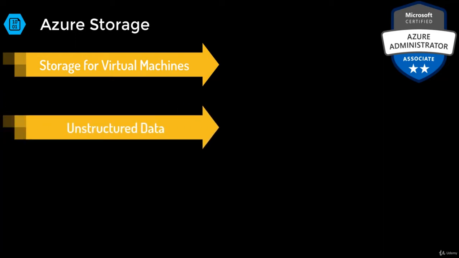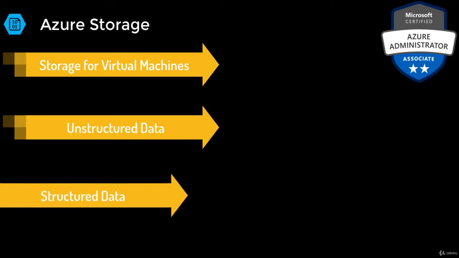Unstructured data. Now, this includes blobs and data lake stores. Blobs are highly scalable. They are a REST-based cloud object store. Data lake store is the Hadoop distributed file system, also called HDFS.